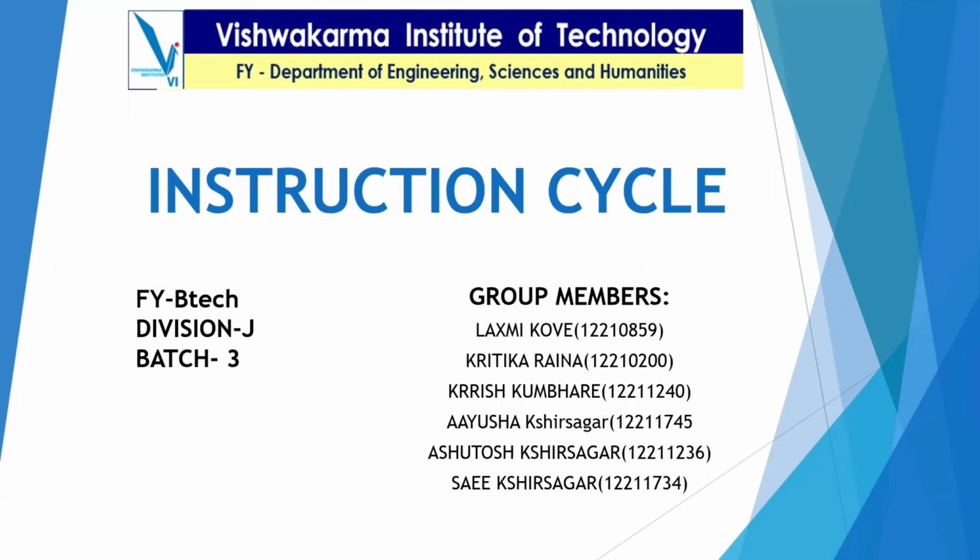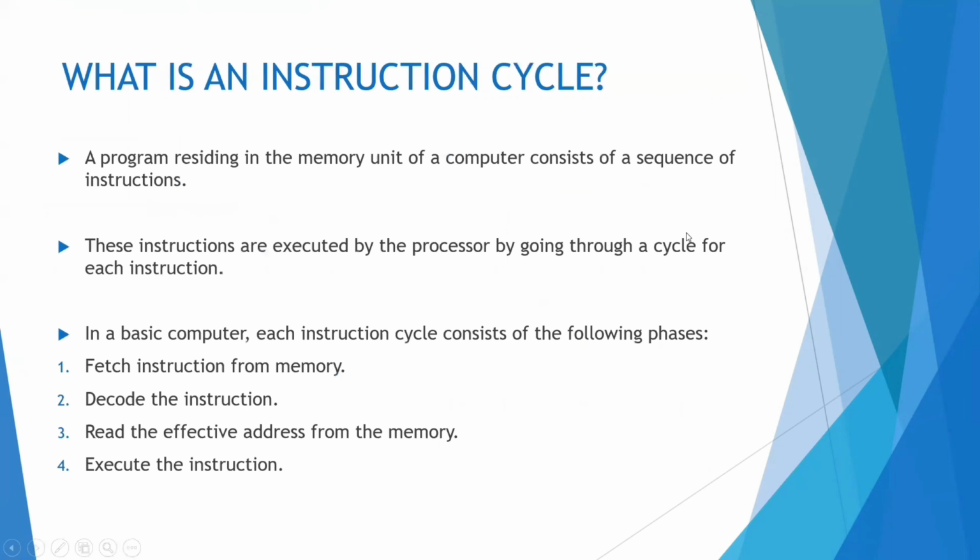Let us see what is instruction cycle. A program consists of a series of instructions stored in the memory unit of a computer. The program is implemented on the computer by going through a cycle for each instruction. For example, in simple CPUs, the instruction cycle is executed sequentially, and each instruction is processed before the next one is started. In a basic computer, the instruction cycle consists of the following phases.